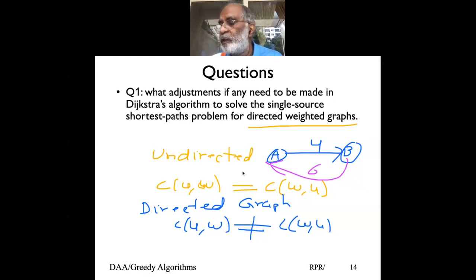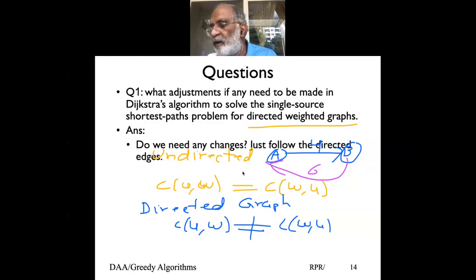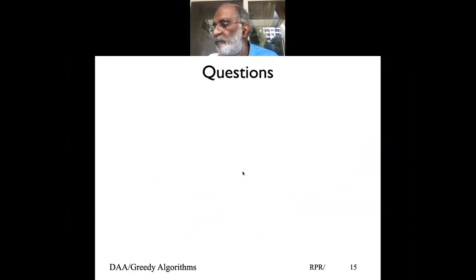Question is, if I have a directed graph, do I need to make any changes to the Dijkstra algorithm? Look at the whole algorithm: we never bothered about whether it's directed or undirected, looking at the adjacency list. So the algorithm would work as it is without making any change. It doesn't matter whether it's a directed graph or an undirected graph.